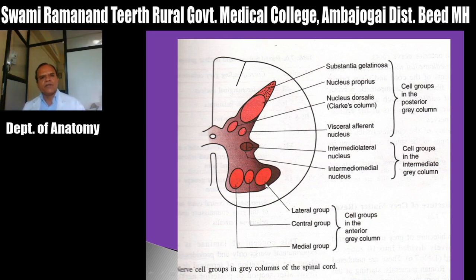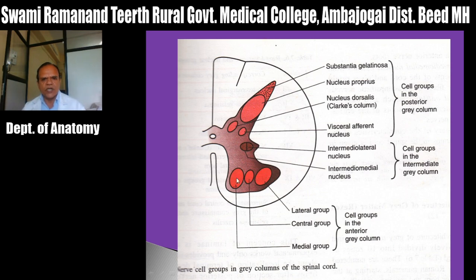So overall, the lateral group supplies the upper and lower limb, is present in the cervical and lumbar regions, and is divided into three parts: anterolateral, posterolateral, and retroposterolateral. The medial group is present throughout the spinal cord and supplies the axial muscles of the trunk, whereas the central group is present in the cervical region and supplies the diaphragm and the spinal part of the accessory nerve. It may be a little difficult to understand, but when you concentrate it becomes easy.